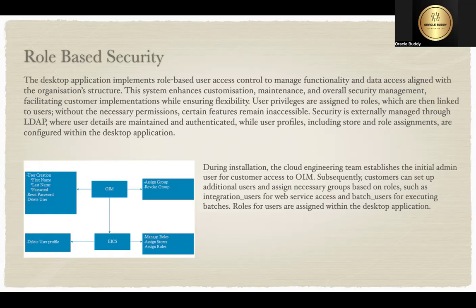During installation, the cloud engineering team established the initial admin user for the customer's access to OIM. Subsequently, the customer can set up additional users and assign necessary groups based on the role, such as integration users for web service access and batch users for executing batches. Roles for users are assigned within the desktop application.